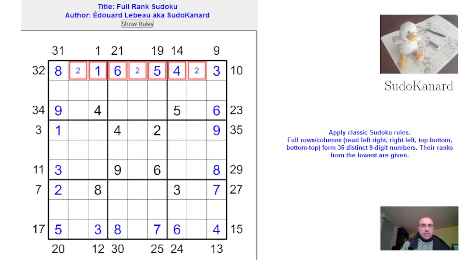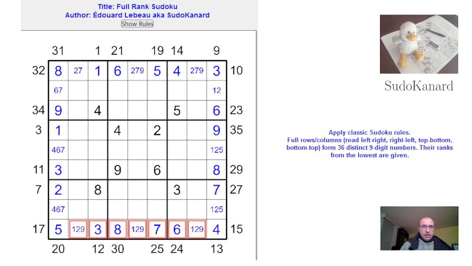This row needs a 2, a 7, and a 9, but this is not a 9. This column needs a 4, a 6, and a 7, and this is not a 4. This column needs a 1, a 2, and a 5, and this is not 5. This row here needs a 1, a 2, and a 9, and this is not 2. So where else should we look?